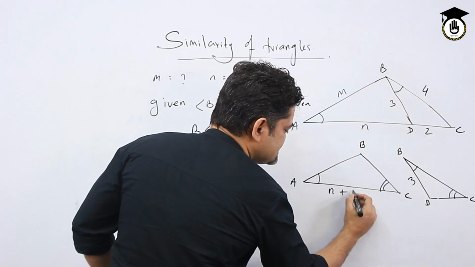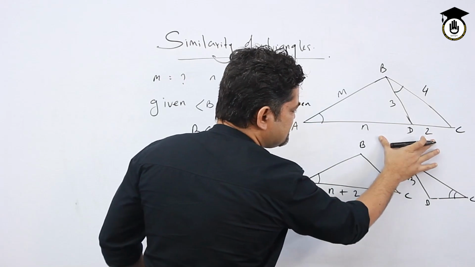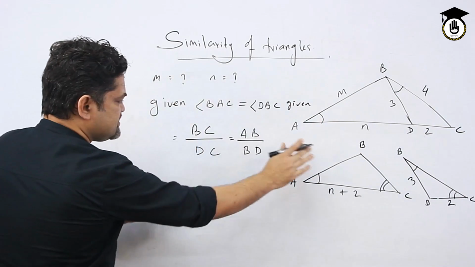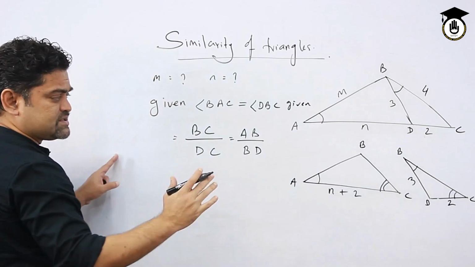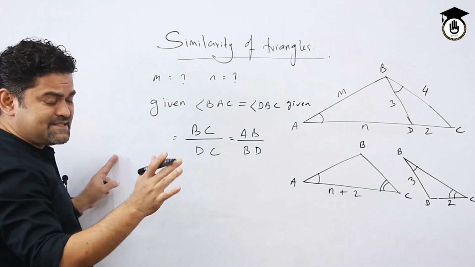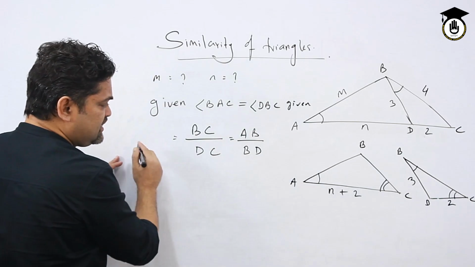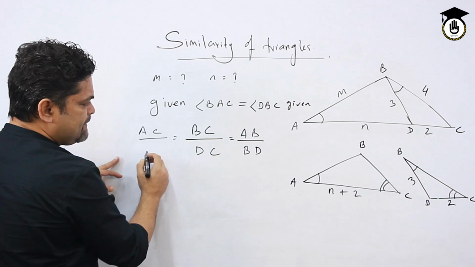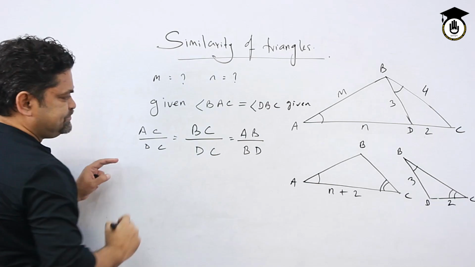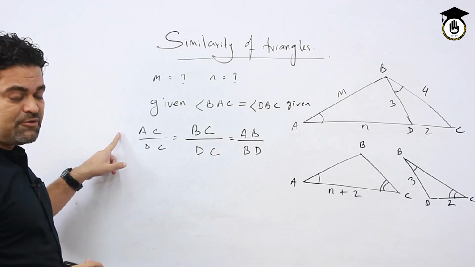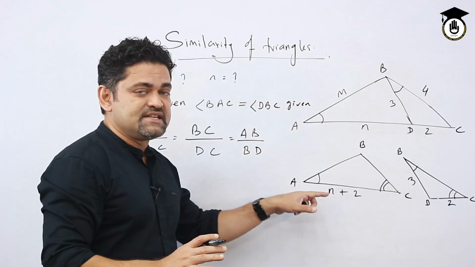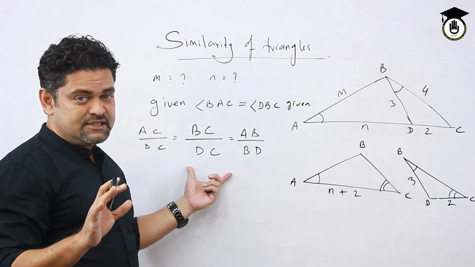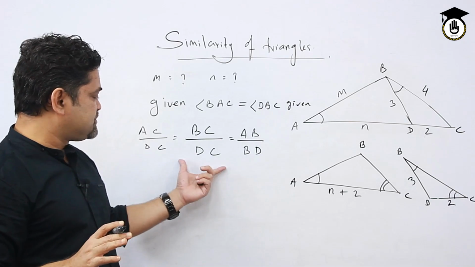Same way, AC in two parts is N plus 2, and DC is 2. As there is no space, I can write it here also, because they are proportionally equal. It doesn't matter which side it is. So I can write here AC by DC. I hope now you understand how we choose the sides of the two triangles. This is very important in similarity, to choose the sides and their corresponding equal sides.